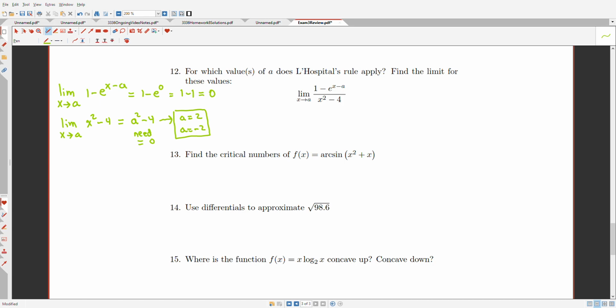Okay, so I'm going to use L'Hopital's rule, assuming a is one of these numbers. And when I use L'Hopital's rule, I get the limit as x goes to a. The derivative of the top is just negative e to the x minus a. And the derivative of the denominator is 2x. When I plug in a, I get negative e to the a minus a, all divided by 2a. Well, that numerator is negative e to the 0, and e to the 0 is 1.